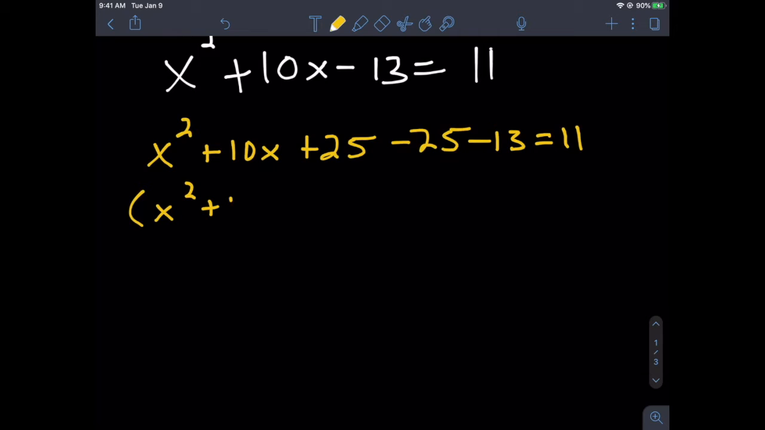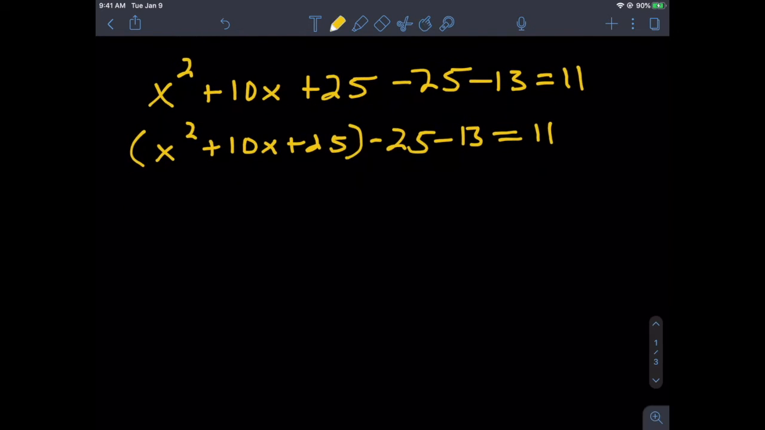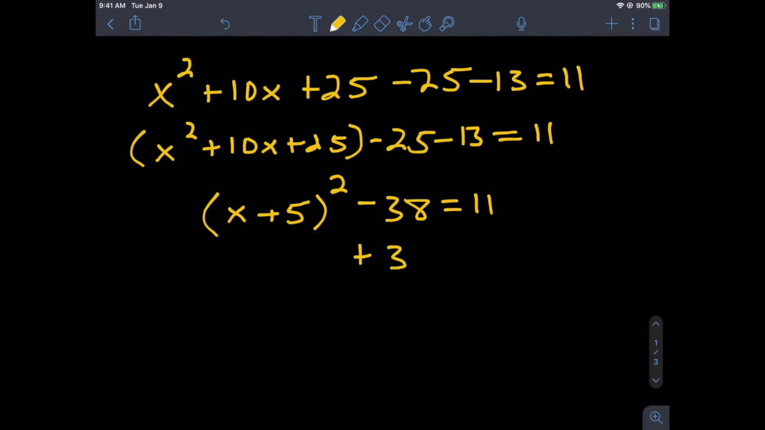We're going to group now because that's going to allow us to see our perfect square trinomial a little bit more easily. That perfect square trinomial here is x squared plus 10x plus 25, which we're going to be able to factor in just a second here. So we do that. X squared plus 10x plus 25 factors down into x plus 5 quantity squared. We'll do our subtraction here with the 25 and 13 to get negative 38, and the whole thing still equals 11.